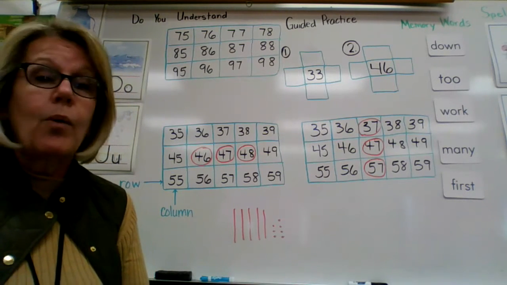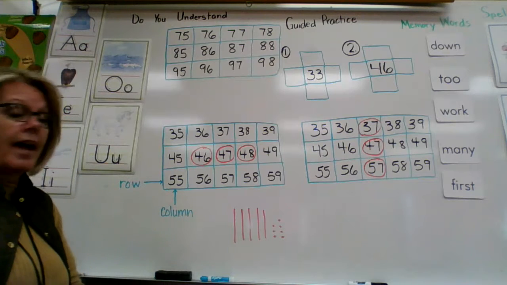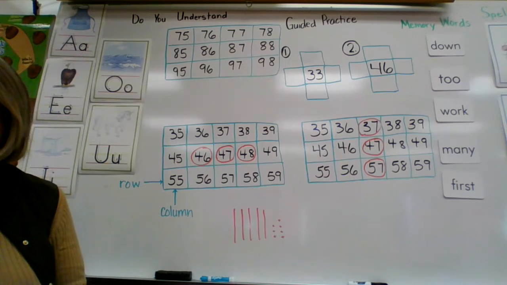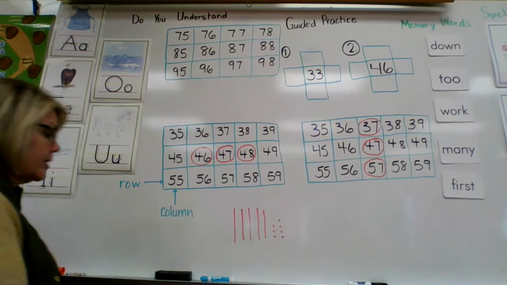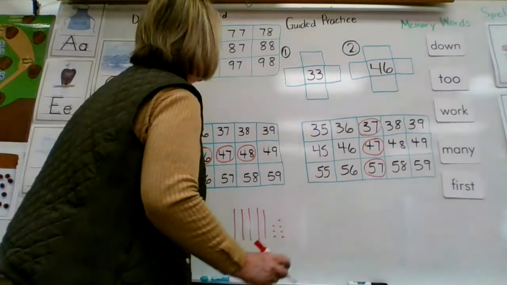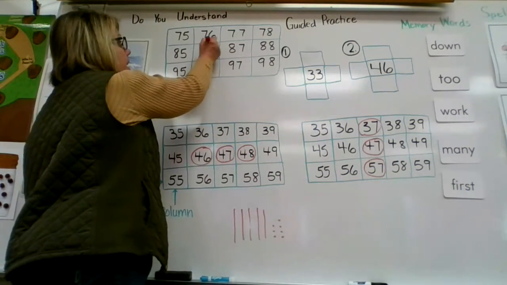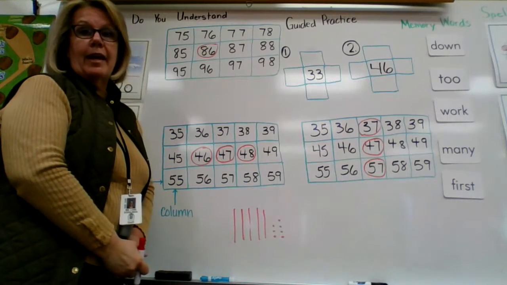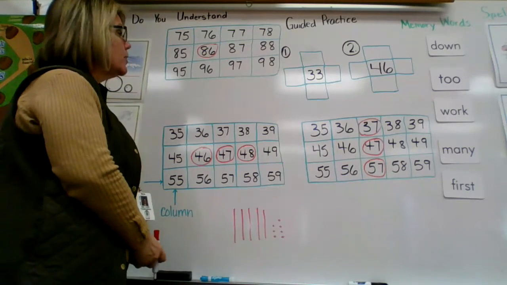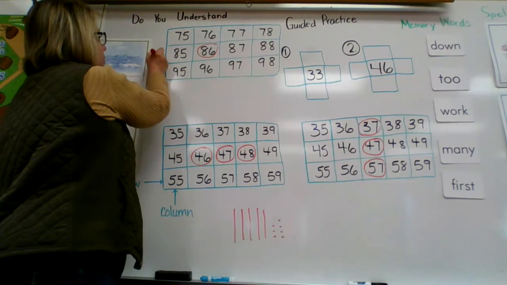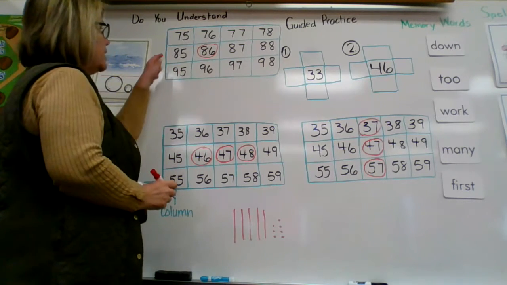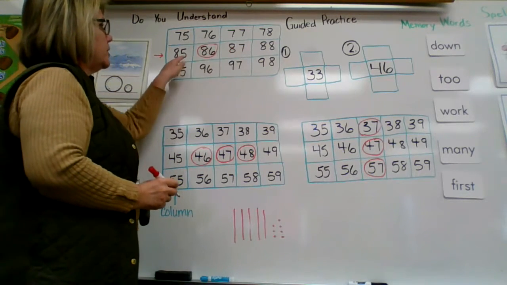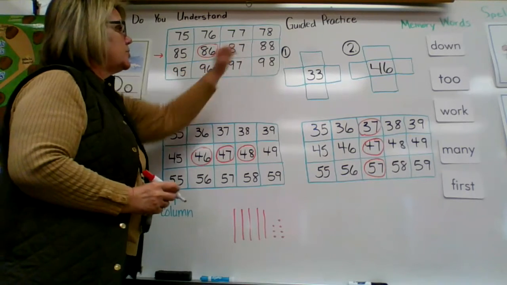All right, so if I'm using a hundreds chart, I need to find the number 86 on my hundreds chart. So here is my number, 86. I want to find the number that is 10 more. Remember, if we're moving across in our row, you're counting by ones.